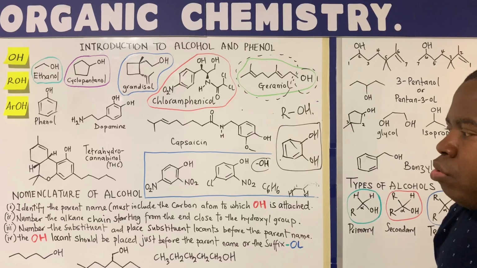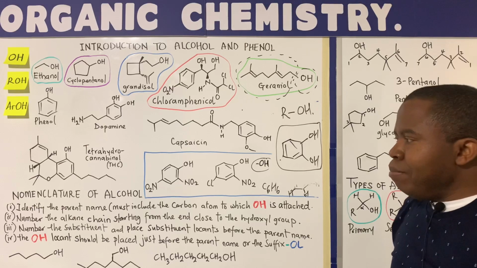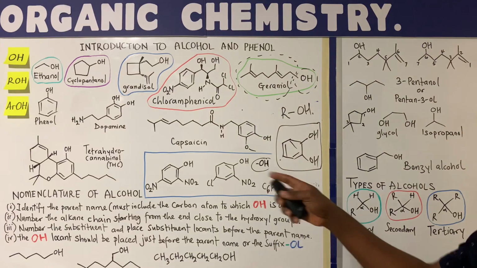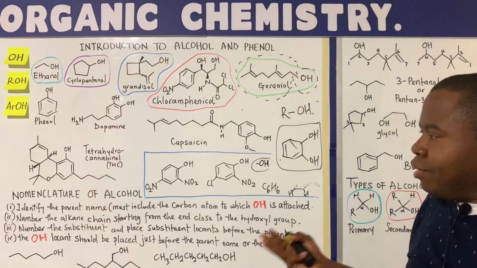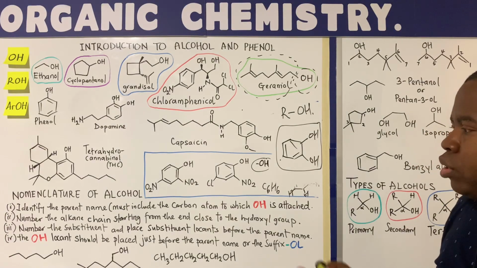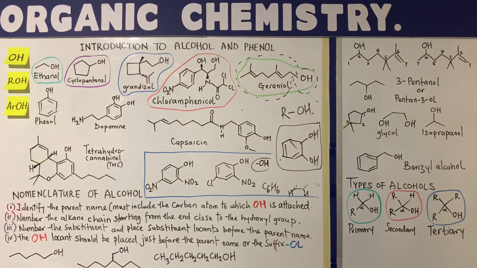So the first thing you look out for is the parent name. What is the parent name of the structure you are dealing with? Let me just go through all the rules before we start analyzing how we use them and what we look out for. The first rule is to identify the parent name, which must include the carbon atom to which the hydroxyl group is attached.